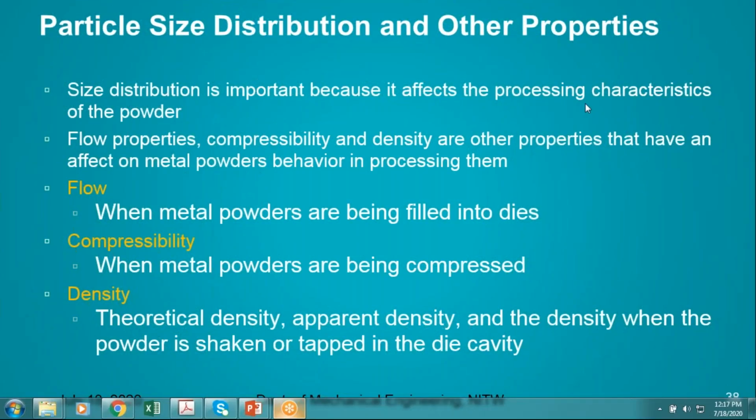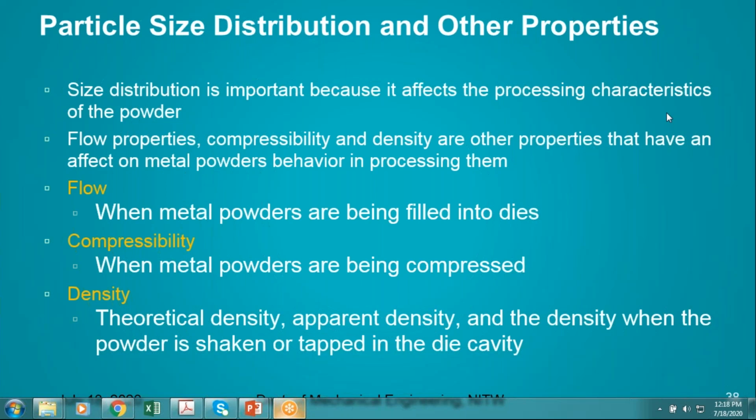You can see the other things there, the characteristics of these powder particles, how we have to characterize the particle size distribution, and there are some other properties, how the size distribution is going to happen in these powder productions. The size distribution is very important because it is going to affect the process characteristics in the additive manufacturing process. The flow properties, the compressibility, the density and other properties directly affect the metal powder behavior in processing. When you are processing the powder into a component, it is going to affect the process behaviors.